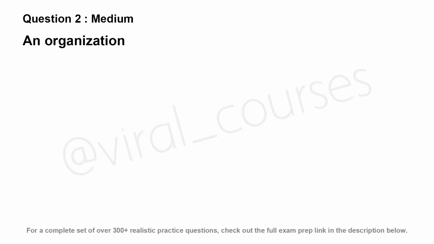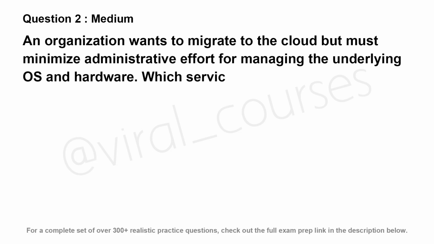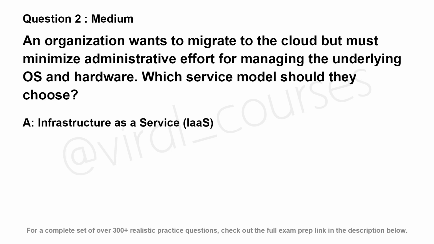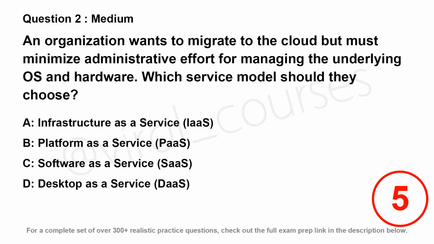An organization wants to migrate to the cloud but must minimize administrative effort for managing the underlying OS and hardware. Which service model should they choose? Option A, Infrastructure as a Service, IaaS. Option B, Platform as a Service, PaaS. Option C, Software as a Service, SaaS. Option D, Desktop as a Service, DaaS.